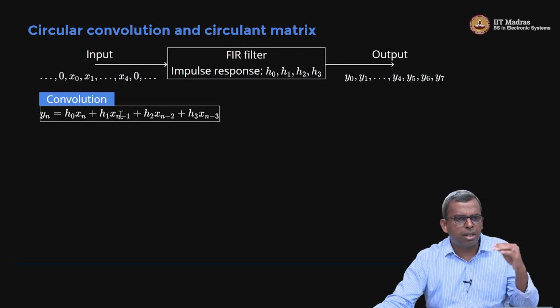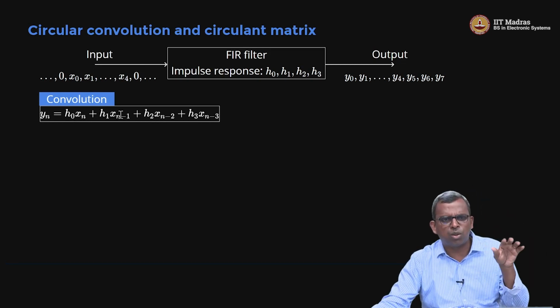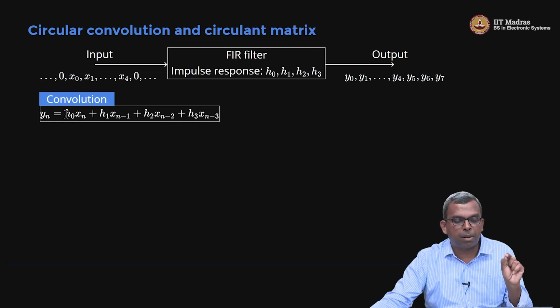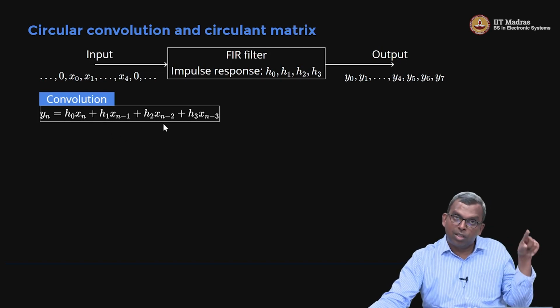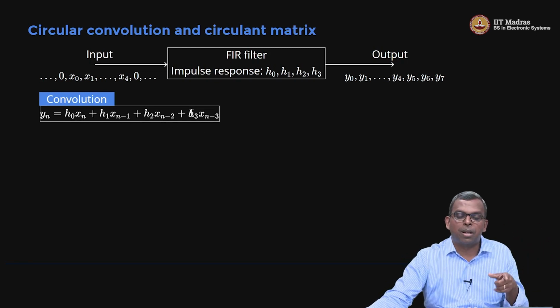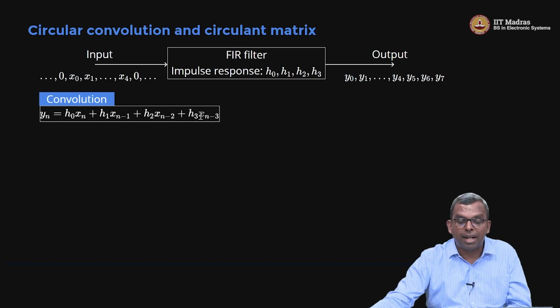So the inputs come in, the inputs don't go away immediately, they stay in your system for some time. The input at the corresponding time gets multiplied by the 0th tap H0. The previous input gets multiplied by the first tap H1. The one before that gets multiplied by H2. The input three times previous gets multiplied by H3. And all these are added, linearly combined, to give you my Yn.